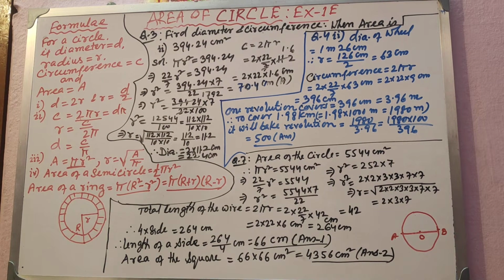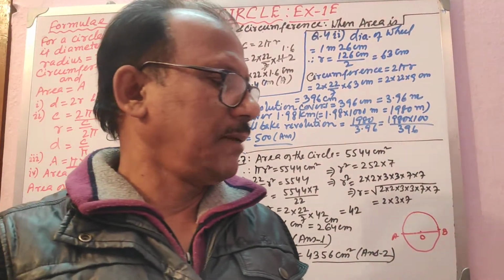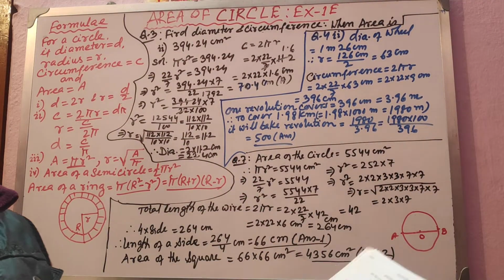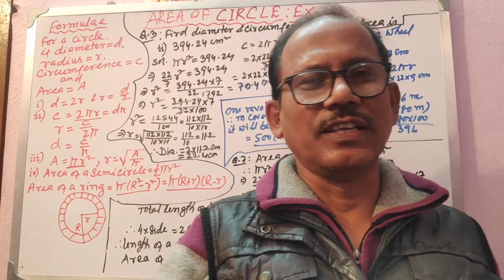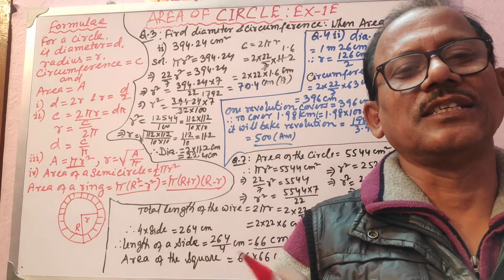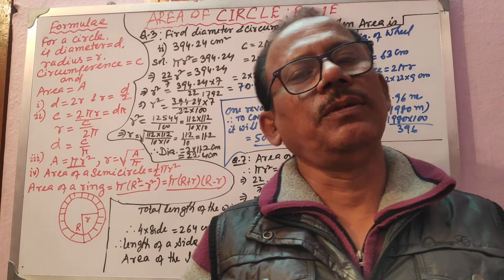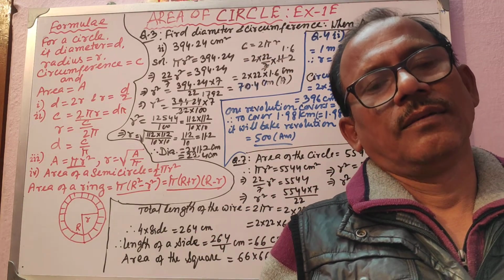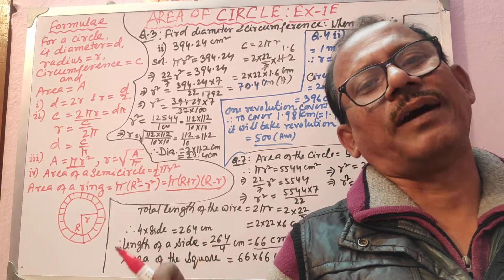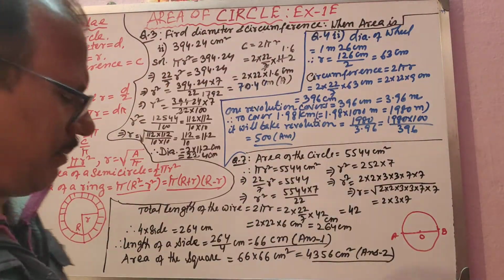Now we will be solving some of the sums from your exercise. I have taken question number 3 straight, because 1 and 2 are very simple. So remember: the circumference, or perimeter, of a circle is 2 pi r, and the area of a circle is pi r square. A semicircle is half pi r square, and a ring is pi into capital R square minus small r square. This is the formula.